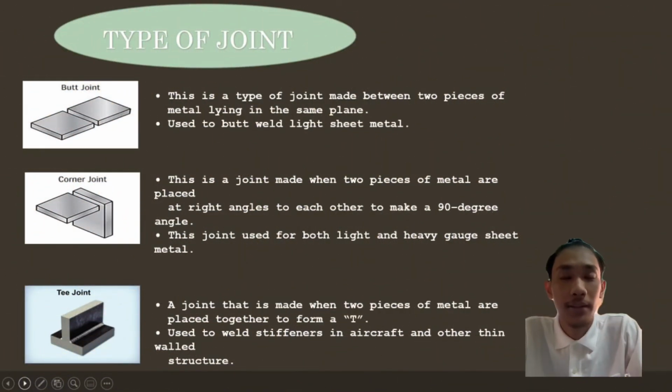Okay, my name is Adrian and I will talk about types of joint. The first one is butt joint. This is a type of joint made between two pieces of metal lying in the same plane. Butt joint is used to butt weld sheet metal.